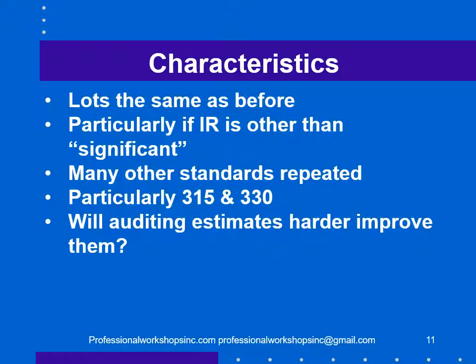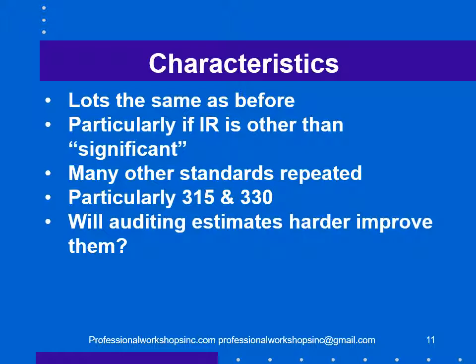The characteristics of the new section, lots of it is the same as before, particularly if inherent risk is other than significant. It's virtually identical to before. The other thing they do, and I wish they wouldn't do it because it kind of affects clarity, but they repeat many other standards. So they repeat particularly 315 and 330 and say, as required by 315, and here's the list of all the things that 315 requires you to do.